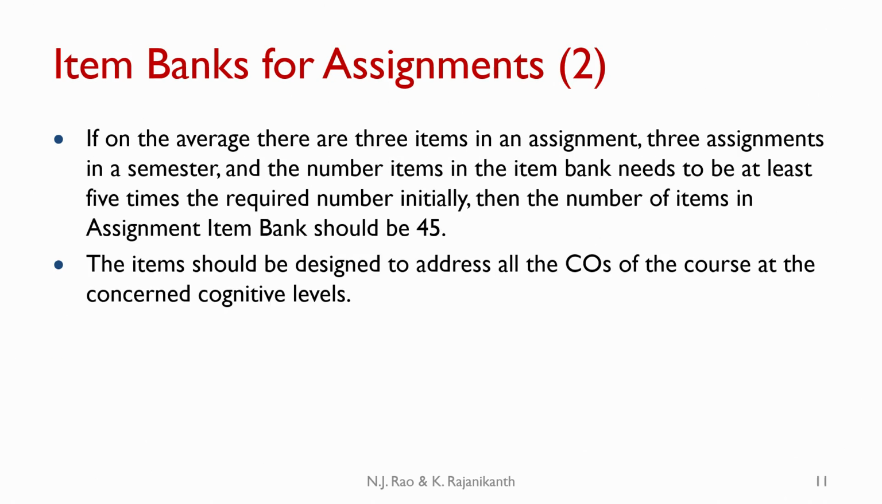Now, the item bank for assignments again is in an indicative way. If on the average there are 3 items in an assignment, and if 3 assignments are given in a semester, that means that we need 9 items, then 5 times that would be 45. So, the number of items in the assignment item bank should be about 45. Again, there is nothing magical about this 45, we can have a larger item bank also. The items should be designed to address all the COs of the course at the concerned cognitive levels.